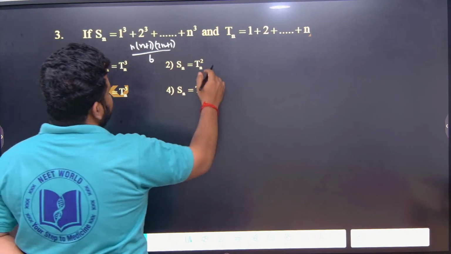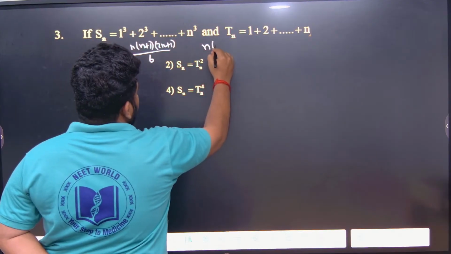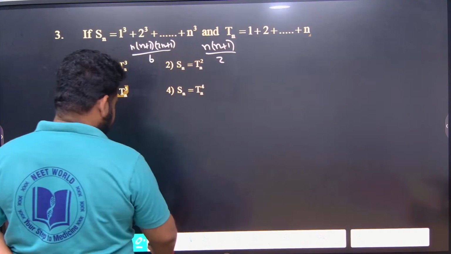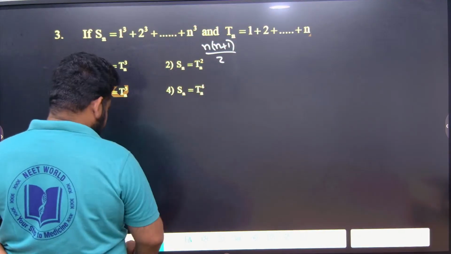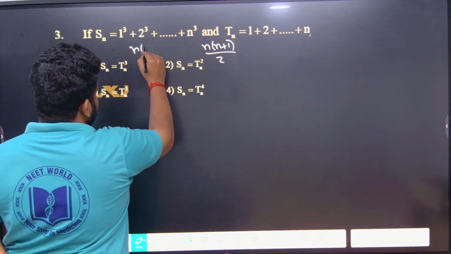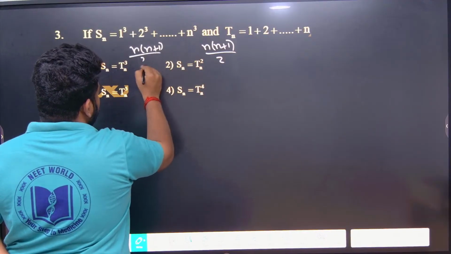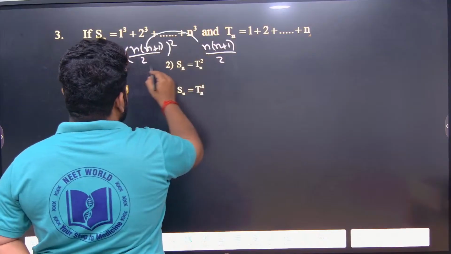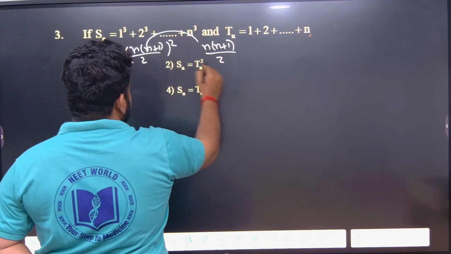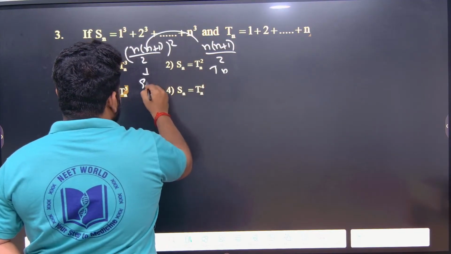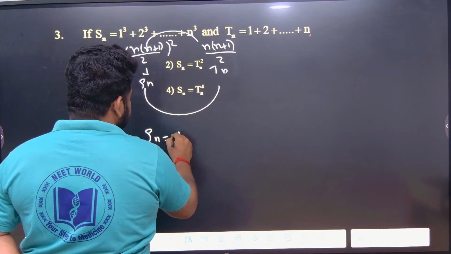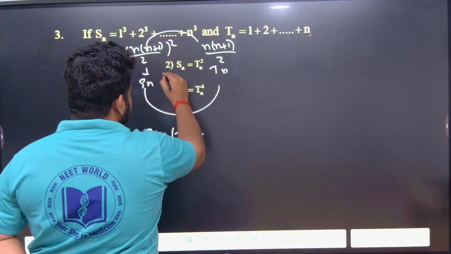Up to n terms means what I should write? n into n plus 1 by 2. So, this is actually, this should be up to n cube, means this I should write as n into n plus 1 by 2 whole square. So, if you compare this and this, this is Tn, this is Sn. So, if you square this, you will get Tn. So, Sn is equal to Tn square. So, that is nothing but second option.